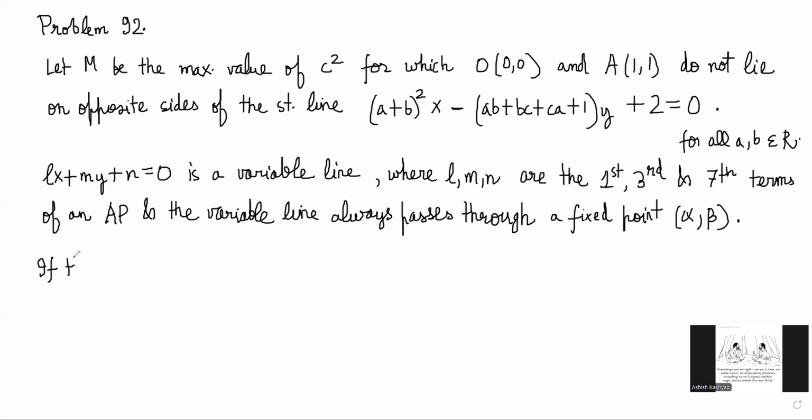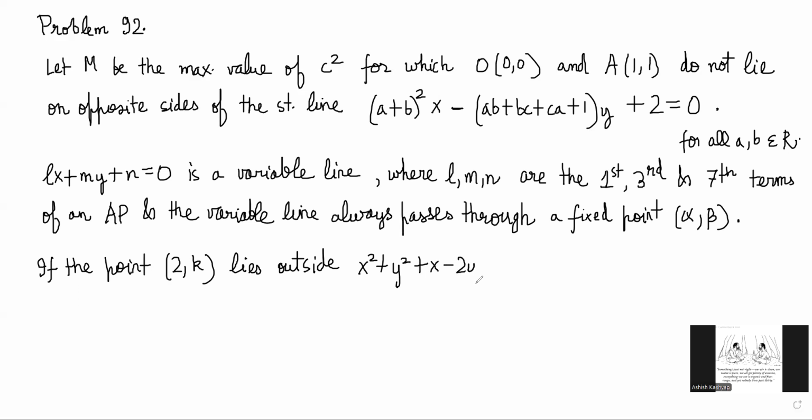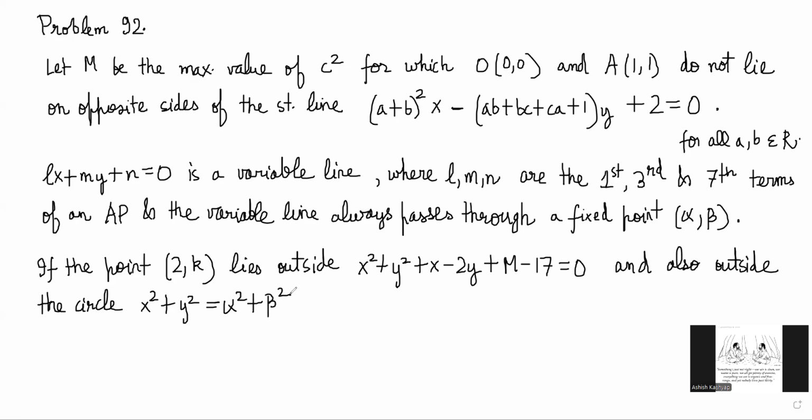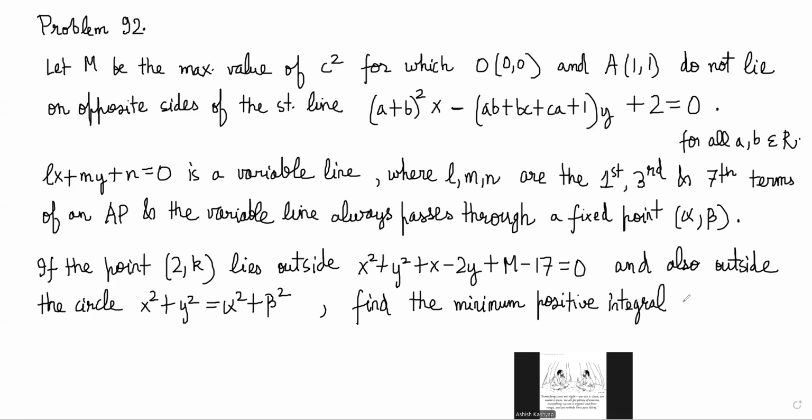Now, the third part of the question says, if the point (2, k) lies outside the circle with equation x square plus y square plus x minus 2y plus m minus 17 equals 0, and also outside the circle x square plus y square is equal to alpha square plus beta square, we have to find the minimum positive integral value of k.